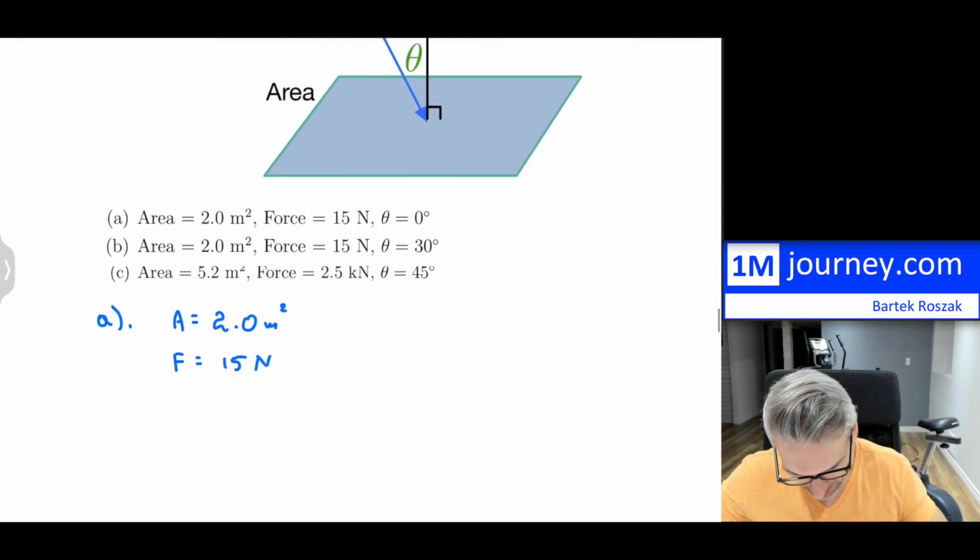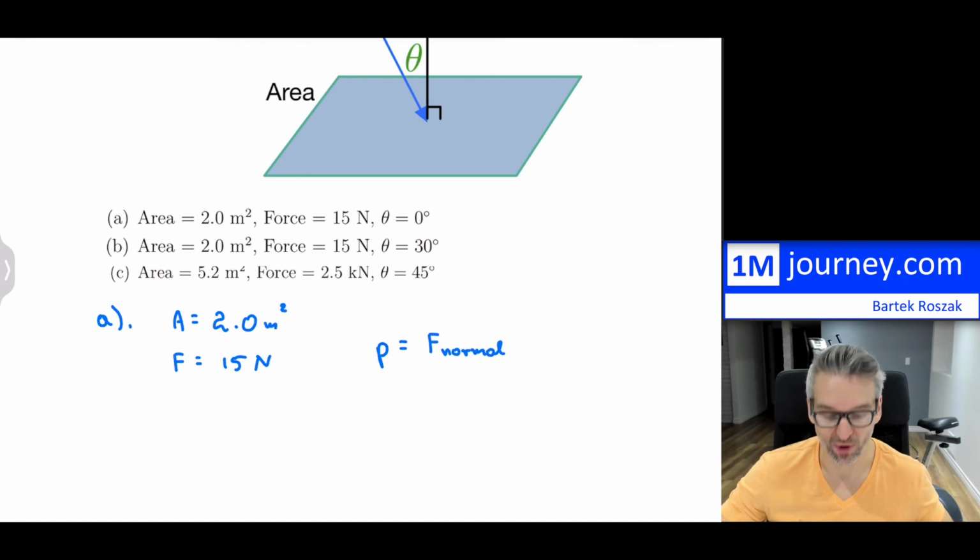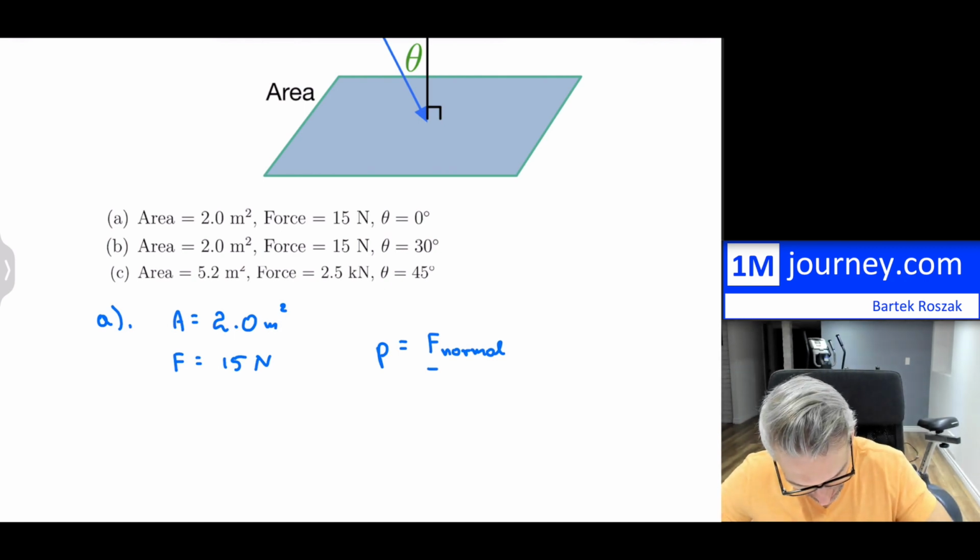Now, if you think back to pressure, pressure is the force, but it is the component of the force which is in the normal direction, right? So it is normal, basically perpendicular to the actual surface. And this is divided by the actual surface area that it has.